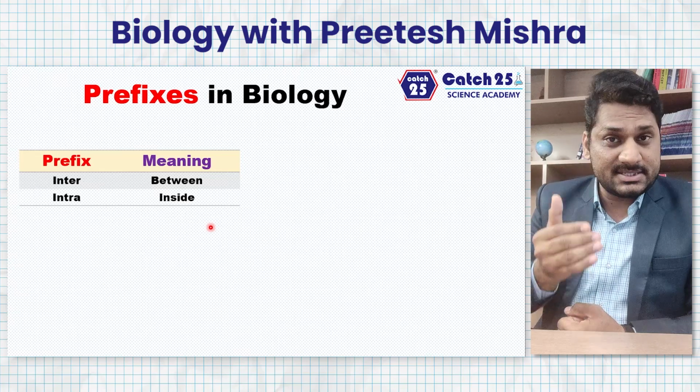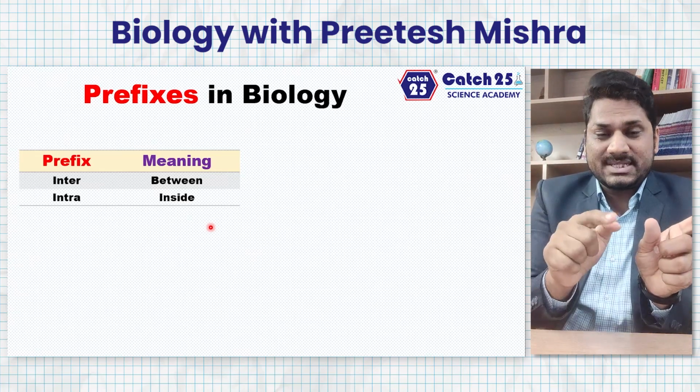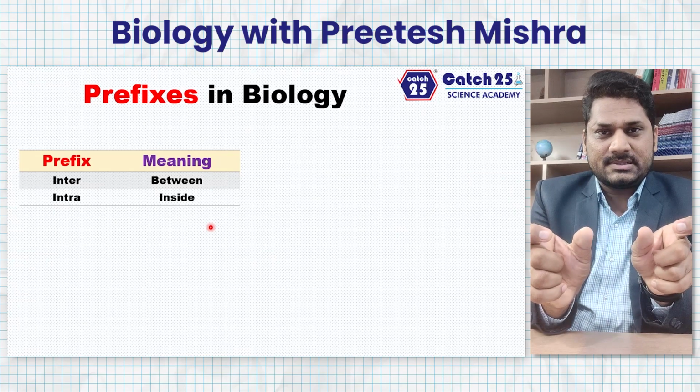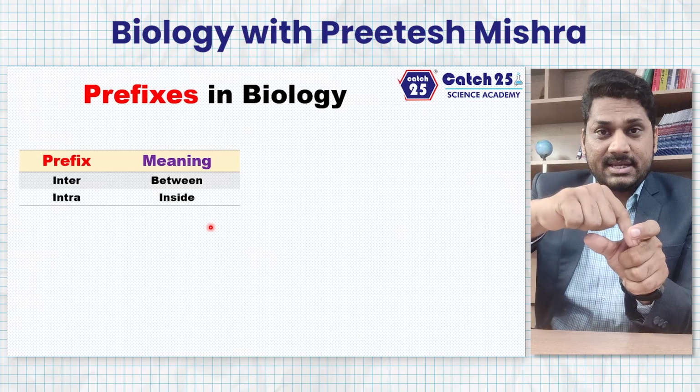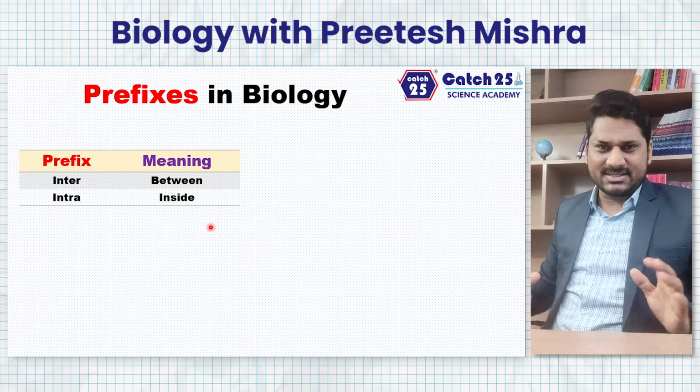Intracellular means inside the cell. Intercellular means between two cells. This over here is intercellular space. And when I enter over here inside the cell, it is known as intracellular space. Very nice, huh? Very interesting.